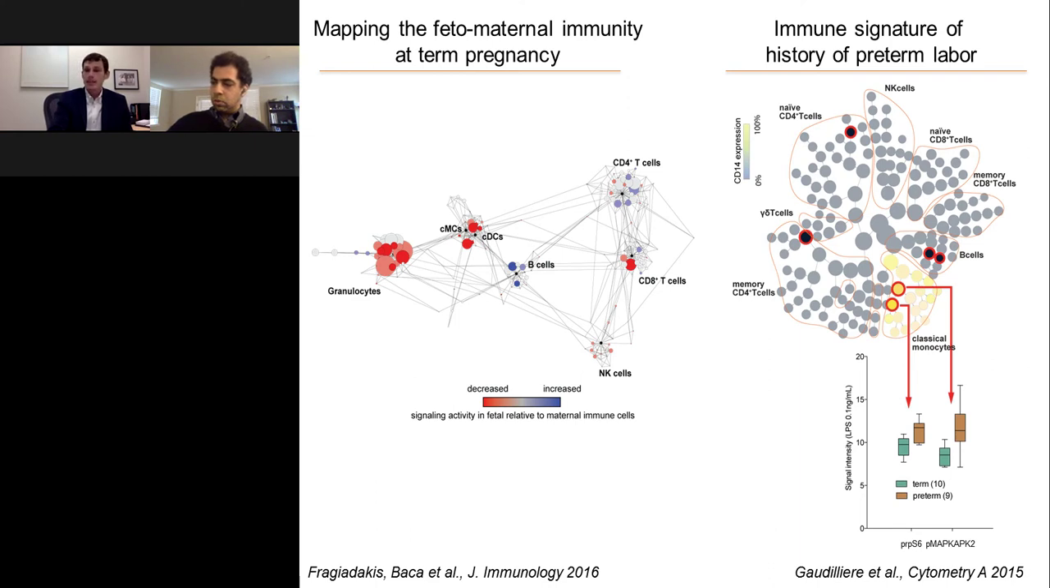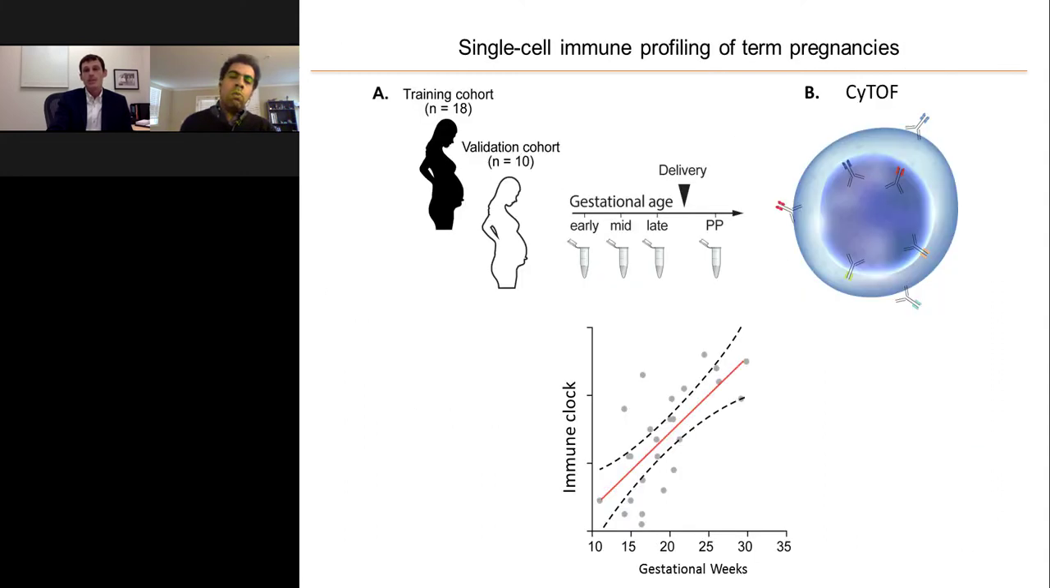And using Citrus, we were able to identify components of this immune system that were associated with this risk of preterm birth. And notably, what we found was that in the myeloid cell compartment, mostly dendritic cells and classical monocytes had an exacerbated response to the TLR4 agonist LPS in women with a history of preterm birth.